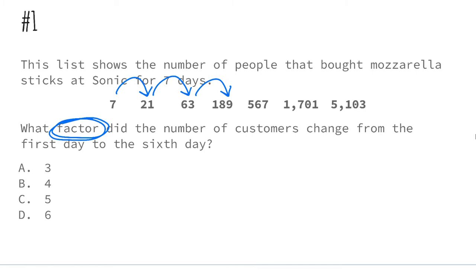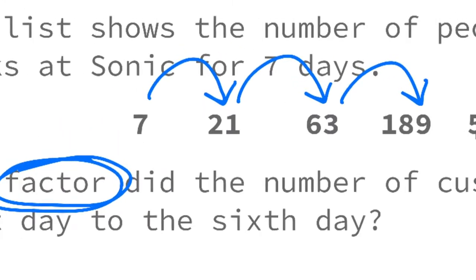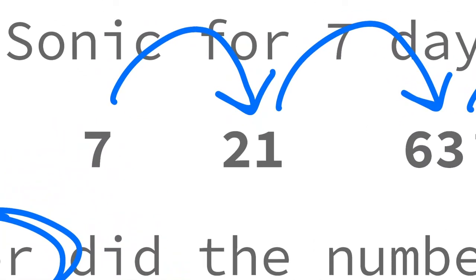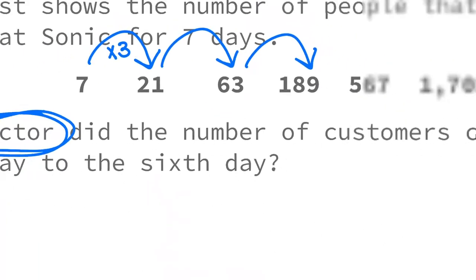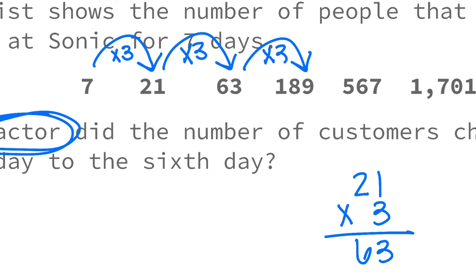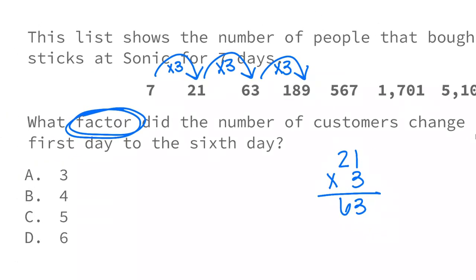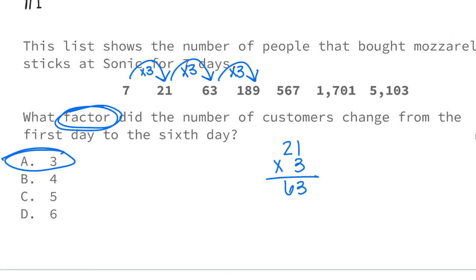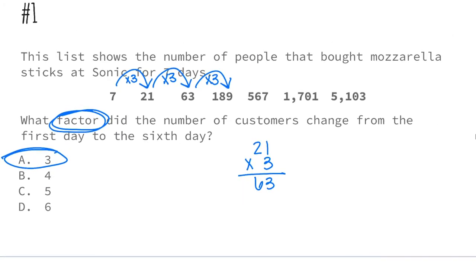So, I mean, these numbers are pretty big, but if I look at these first couple numbers, they're not too bad. I'm trying to think to myself, 7 times what gives me 21? And I know 7 times 3 gives me 21. And if I do 21 times 3, 3 times 1 is 3, 3 times 2 is 6. Oh, look. So it must be multiplying by 3 every time. So the factor for all of these is going to be 3. So answer choice A. So that's the first one, not too bad.